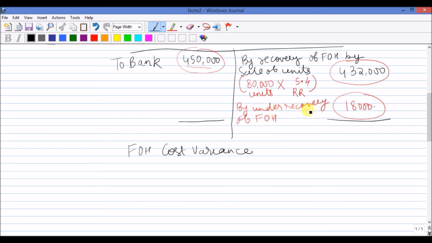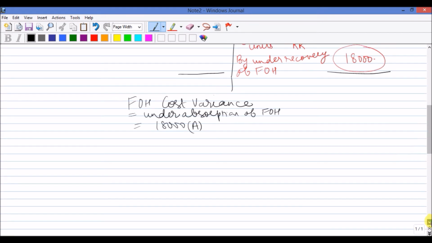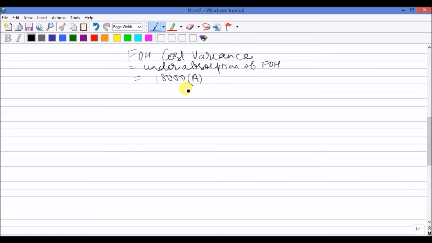We know that there is an under recovery, so we can tell the examiner that it is a case of under absorption of fixed overheads. It means this is 18,000 adverse. So we are done with one part. So I'm moving further. Now cost variance is divided into two parts. One is the expenditure variance, and the other part is the volume variance, and volume we have to always take in units.